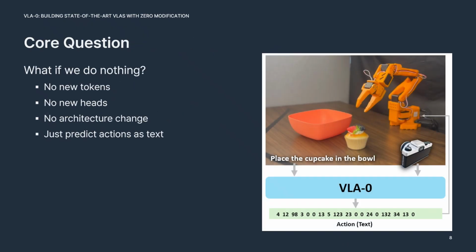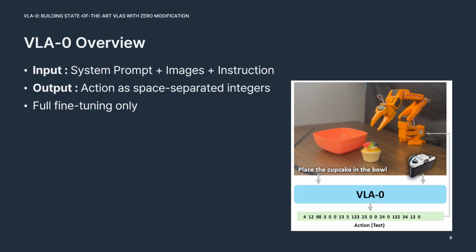This paper asks a simple question: what if we change nothing? No new tokens, no new heads, no architecture changes. What if we just predict the action as plain text? VLA-0 is remarkably simple. The input is a system prompt, images, and an instruction. The output is a sequence of integers separated by spaces, and the entire VLM is fully fine-tuned. There are no architectural modifications at all.